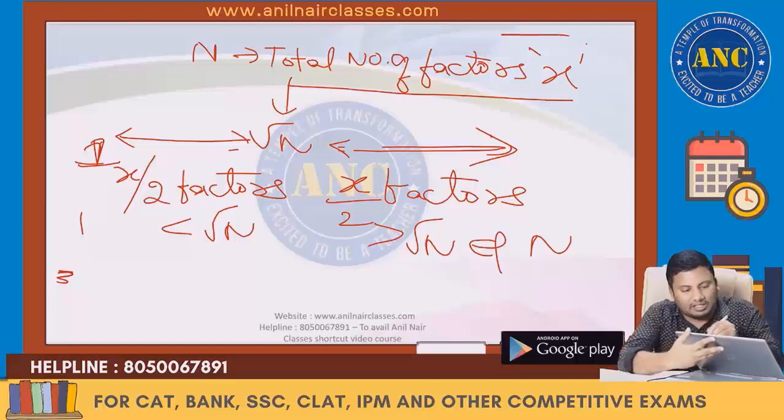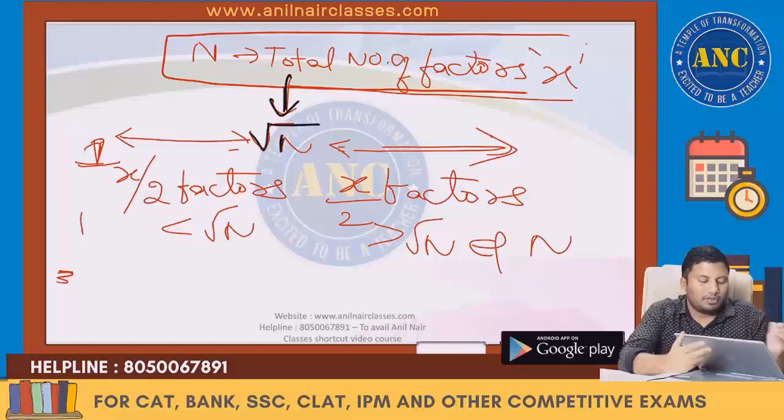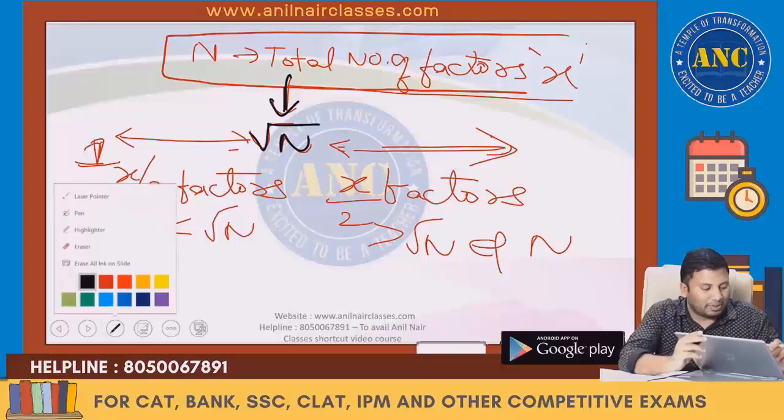If n is there, and the total number of factors is x, find root n. From 1 to root n, there are x by 2 factors.